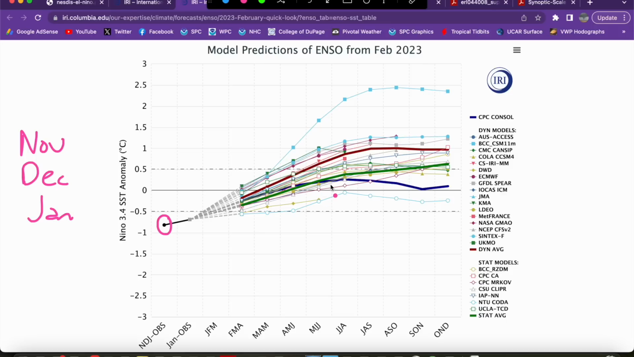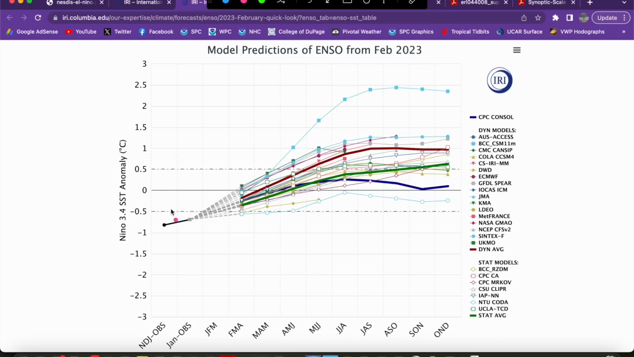Because you can have localized events, perhaps, that may make a single measurement a little bit weird. So we average them out over a 3-month period, and then we do a running average. So November, December, January, then December, January, February, then January, February, March, February, March, April, and so on and so forth.